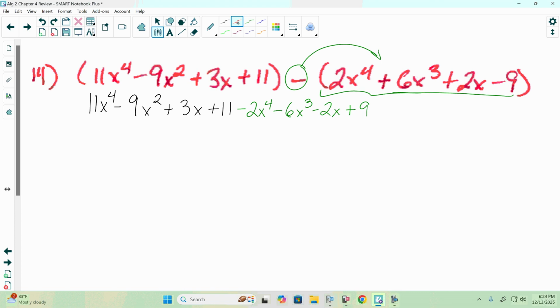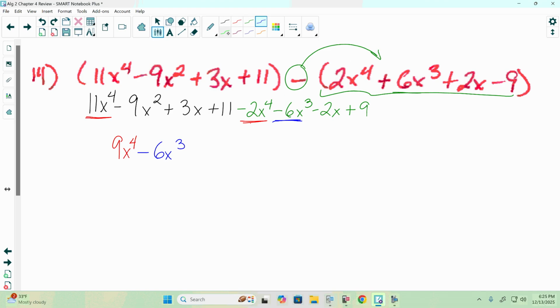Now, at this point here, we need to start combining like terms. So I start with the variable with the biggest exponent. Here, looking through the entire equation, x to the fourth is our term with the biggest exponent. 11x to the fourth minus 2x to the fourth, 11 minus 2 is going to give us 9x to the fourth. Now we would look for x cubed. Well, there's only one x cubed term in the entire equation, and that's our negative 6x cubed, so we can go on and just put down negative 6x cubed. There's nothing else to combine with it, so we just fill it in.